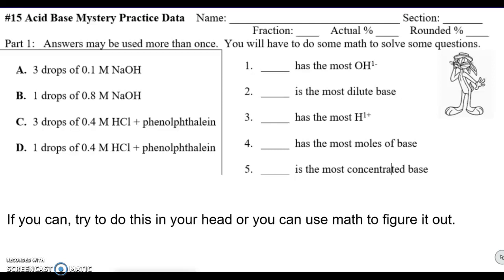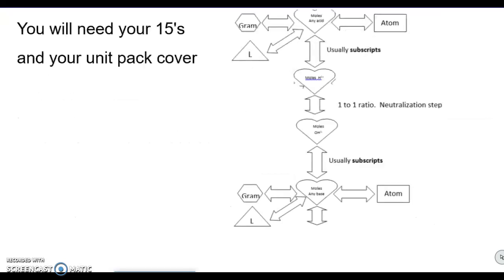You can see there's 5 questions, there's 4 answers, so it means you have to use some of the answers more than once. You can take a look at the A, B, C, and D and see if you can figure it out in your head. That's awesome if you can. Otherwise, I'm going to show you how to do math in order to solve these problems.